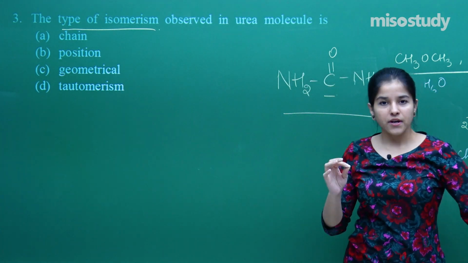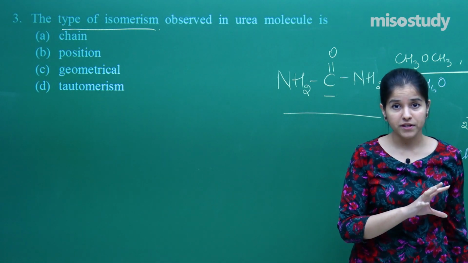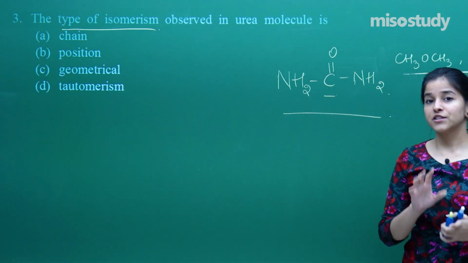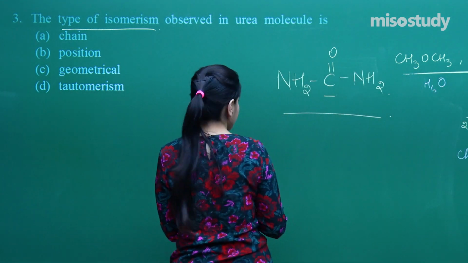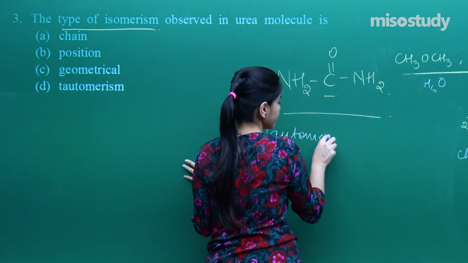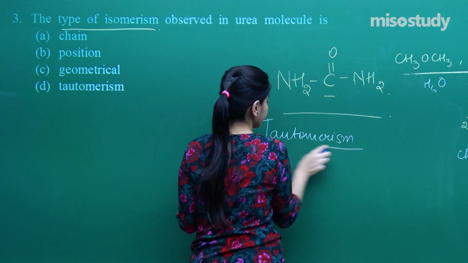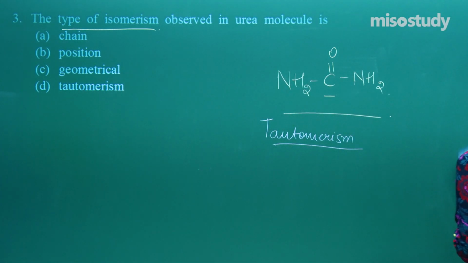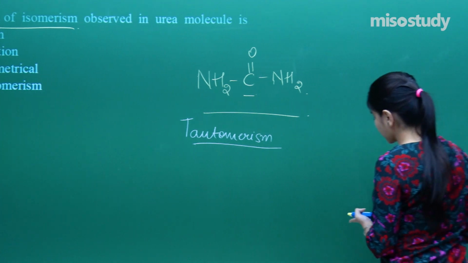It cannot be a position isomerism. It cannot be a functional isomerism. So what would it be? It is nothing but tautomerism here. So it depicts tautomerism. So how does it show the tautomerism? Let us just draw the tautomer.